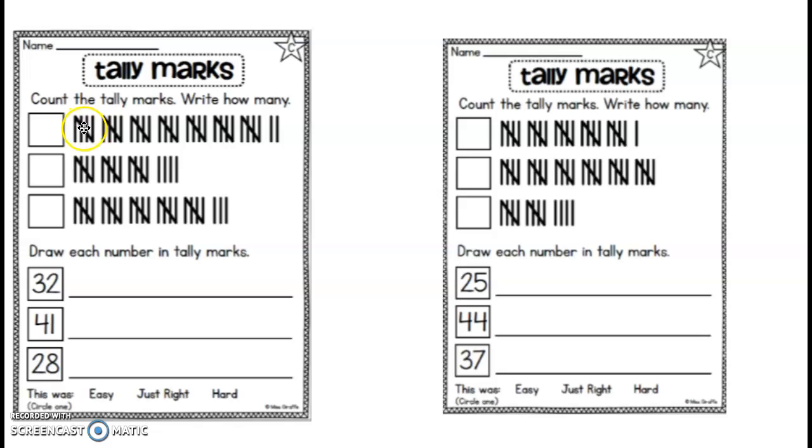We would count this as 5, 10, 15, 20, 25, 30, 35, and now we count on from 35, counting up by ones, 36, 37. So I would write the number 37 in that box. You're going to do that on both sides. You have 3 on the front and then 3 on the back. And then below that you have 3 other problems.